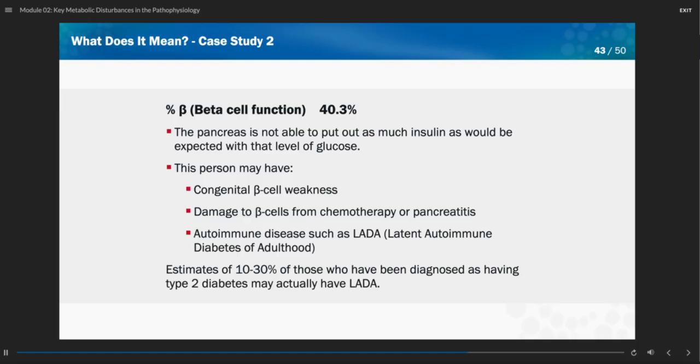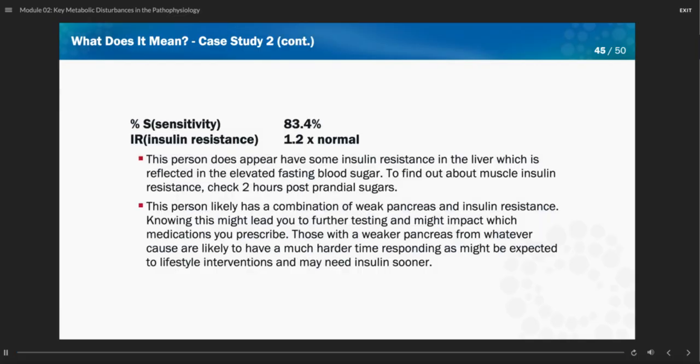Estimates are that 10 to 30% of those who have been diagnosed as having type 2 diabetes may actually have LADA. Go looking for it if pancreatic function is low. What about the insulin sensitivity and insulin resistance? 77%, insulin resistance 1.3 times normal. This person does appear to have some insulin resistance in the liver, which is reflected in the elevated fasting blood glucose. To find out about muscle insulin resistance, check the 2-hour postprandial sugar.